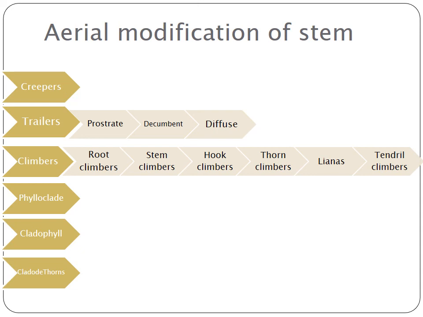Then hook climbers. These also give some mechanical support to the plant. These plants produce specialized hooks. Here the root climbers and stem climbers also help to give support. Then thorn climbers, tendril climbers, lianas and Phylloxera. These are special structures of stem. In the next class we are going to see them in detail.